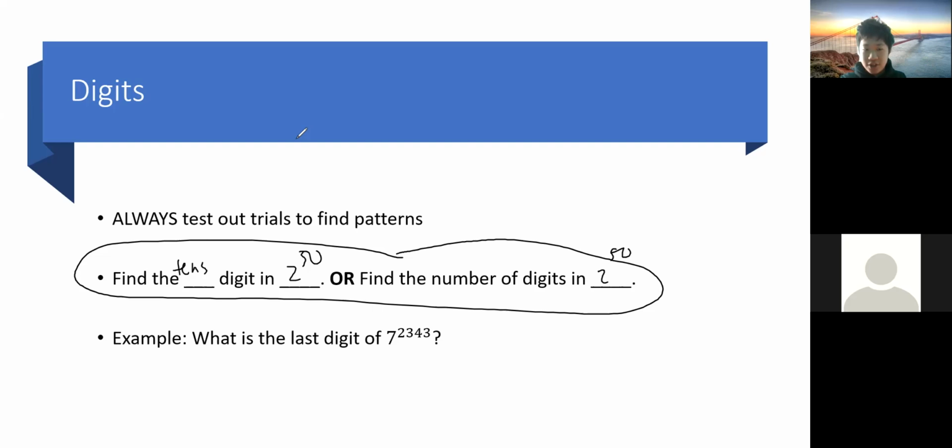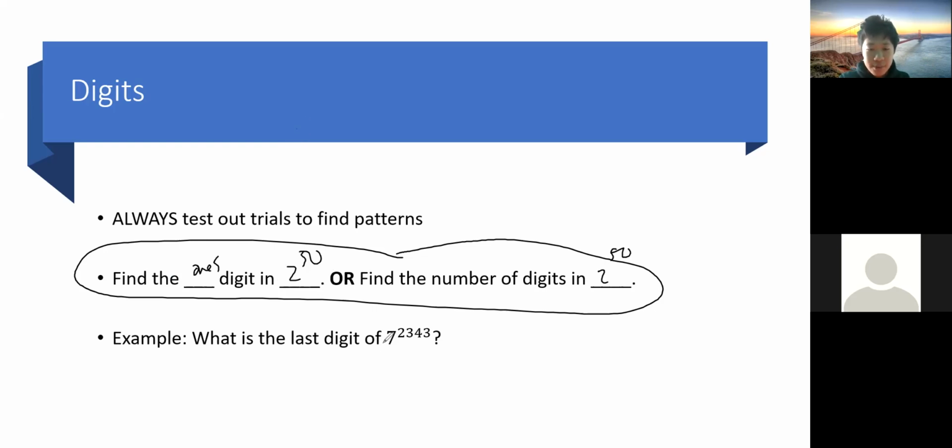Find the blank digit, or you could say, oh, ones digit. Okay, it'll say find the ones digit in 2 to the 50, or find the number of digits in 2 to the 50. Okay, so one out of those 2. And there's definitely going to be a visible pattern, so you don't actually have to solve for 2 to the 50 to find what the ones digit is.